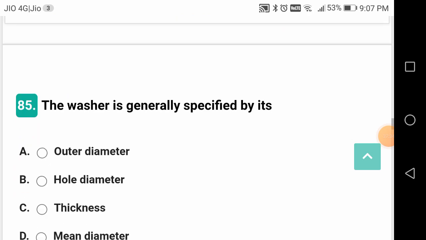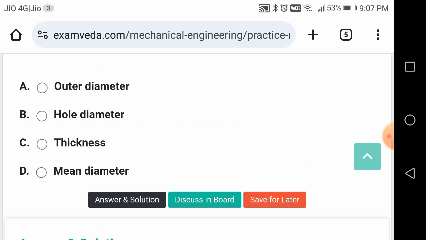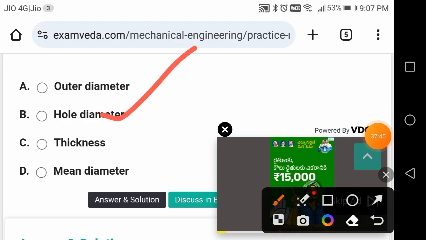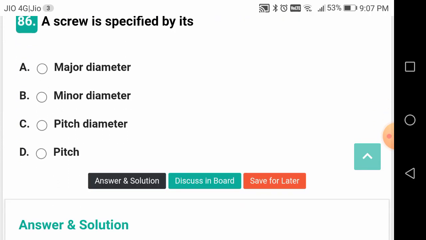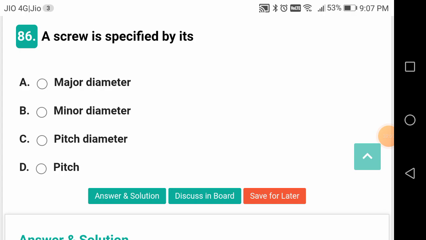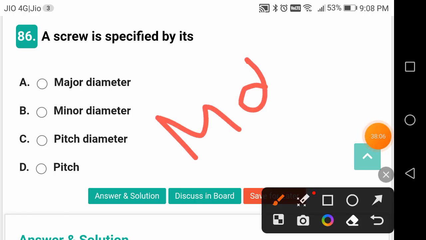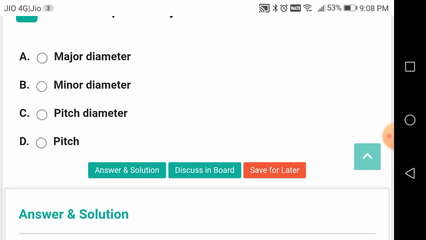The washer is generally specified by its, this is a good question, friends, outer diameter, hole diameter, thickness or mean diameter? Hole diameter. A screw is specified by its major diameter, friends. It is also called nominal diameter. M, D into P, something like this. P is the pitch, D is the nominal diameter, also called major diameter.